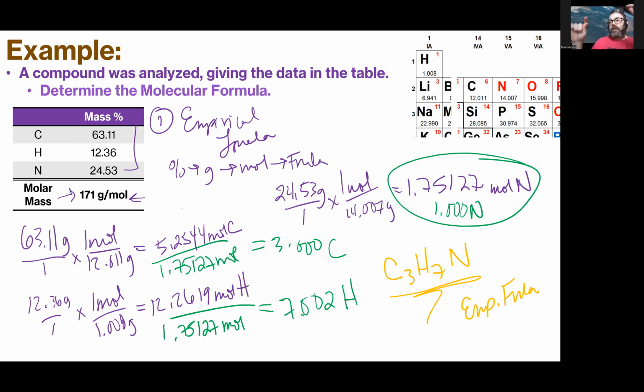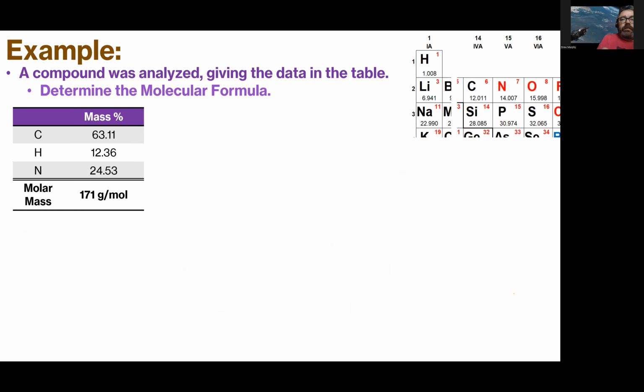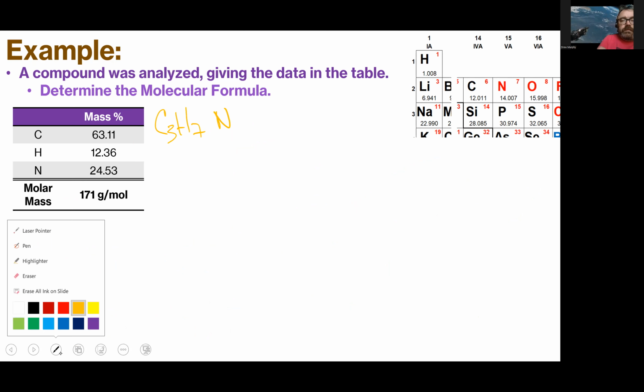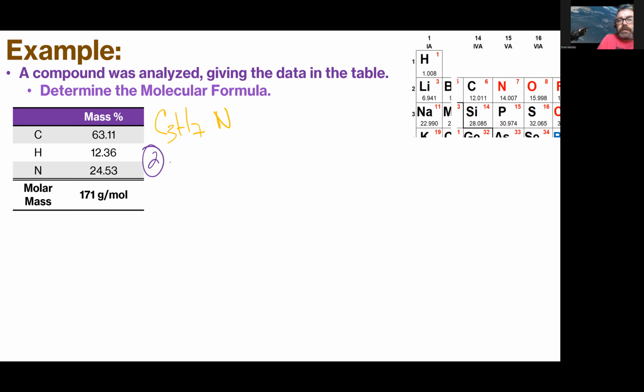Now we need to turn our empirical formula into a molecular formula. So let's do that. Empirical formula C3H7N. With this, we'll need to figure out our, we'll call this number 2, empirical formula mass. It's just like we would calculate the molar mass, but we're going to calculate the molar mass of the empirical formula. So 3 times carbon, 12.011.